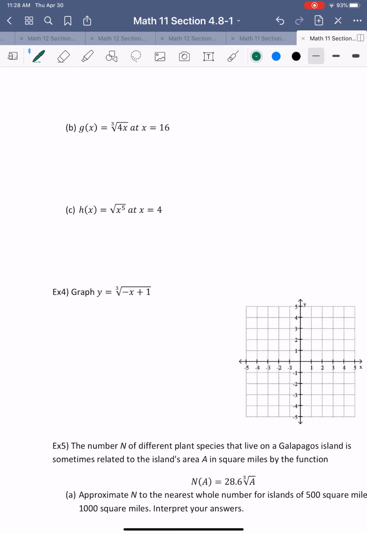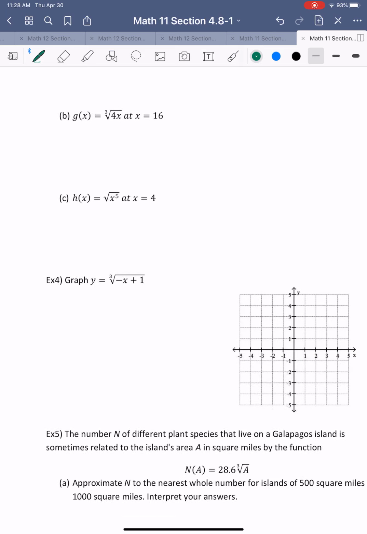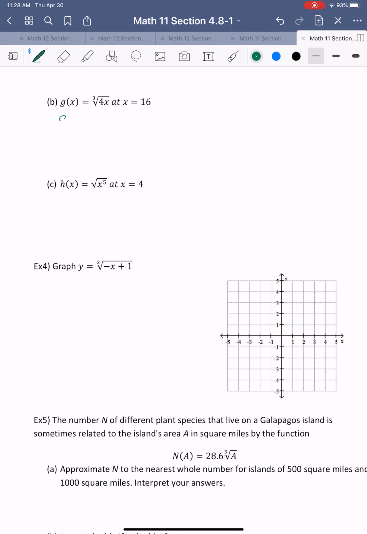All right, next problem. I have x is 16, so g of 16, and then fourth root of 4 times 16, which is 64. Sorry about that, cube root, right? And then 64 is 4 cubed. And then this is 3/3, which is a 1, becomes 4.